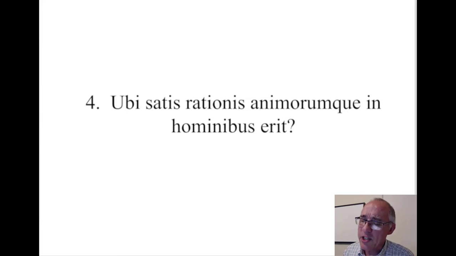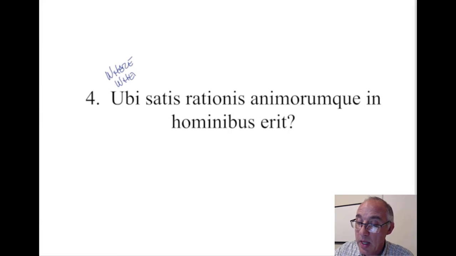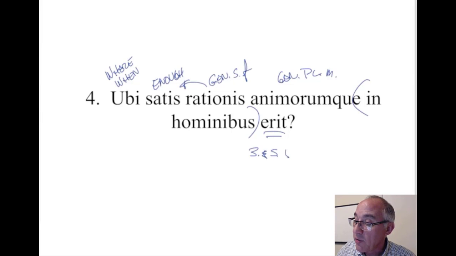Number 4. Ubi satis rationis amor animorumque in hominibus erit. Ubi can be where, or it can be when. Satis is enough. Rationis, genitive, singular, feminine, of reason. And animorumque, genitive, plural, masculine. In hominibus, in mankind. Erit, third person singular, future, indicative, active.